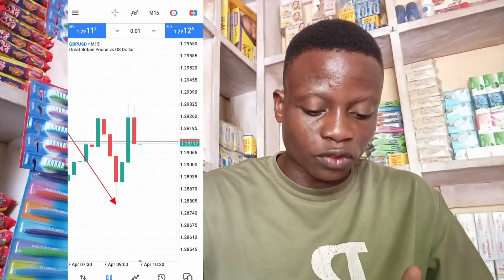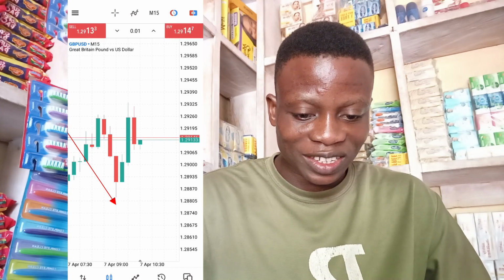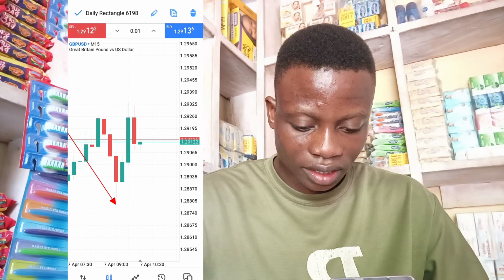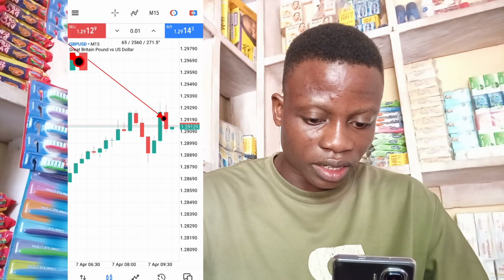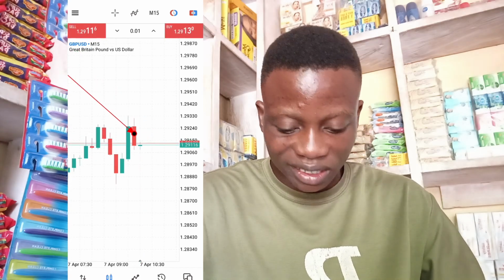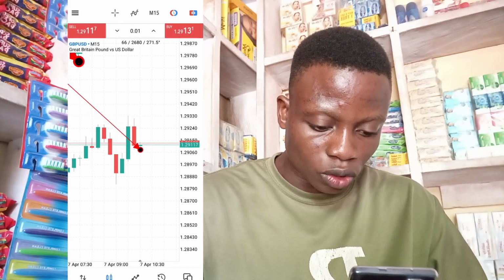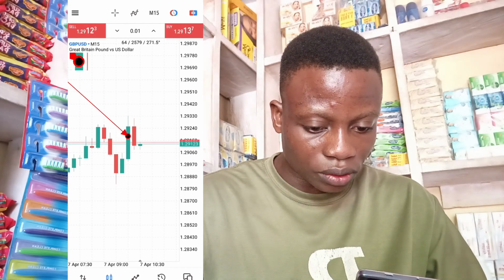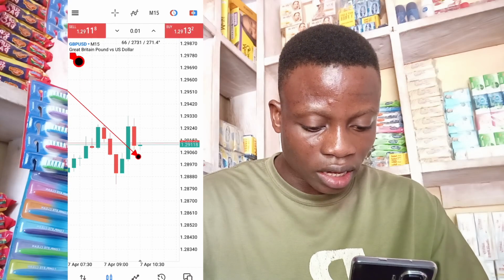So the 15-minute candle has closed, and the way it closed, it doesn't look nice to me. So I'm still waiting for this particular one to close. If this one that is just forming closes bullish and engulfs this particular red candle, then we'll go in for a buy. Then our stop loss will be around here.